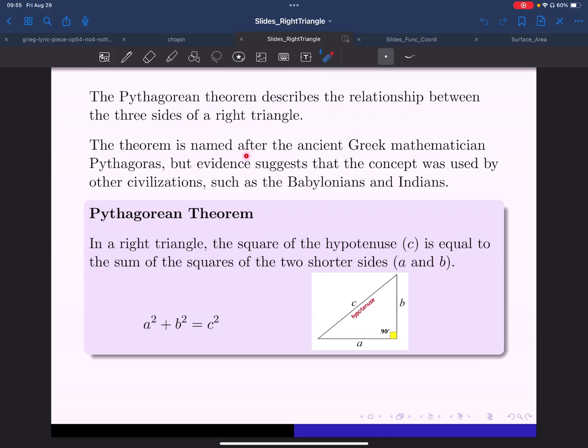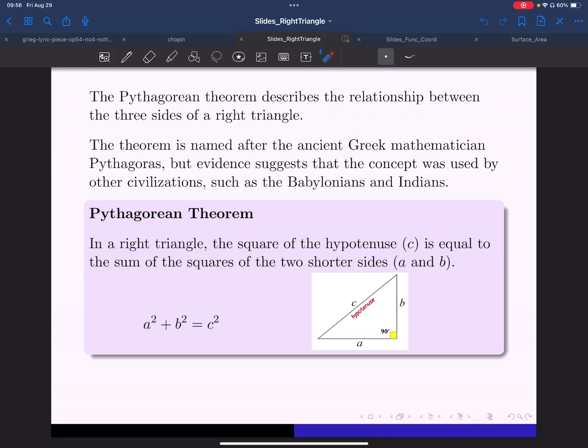The theorem is named after the ancient Greek mathematician Pythagoras, but evidence suggests that the concept was used by other civilizations much earlier, such as the Babylonians and Indians. The Pythagorean theorem says, in a right triangle, the square of the hypotenuse is equal to the sum of the squares of the two shorter sides A and B.